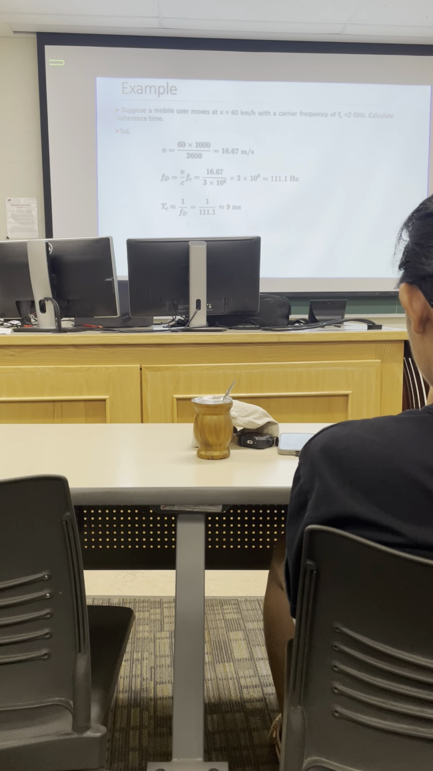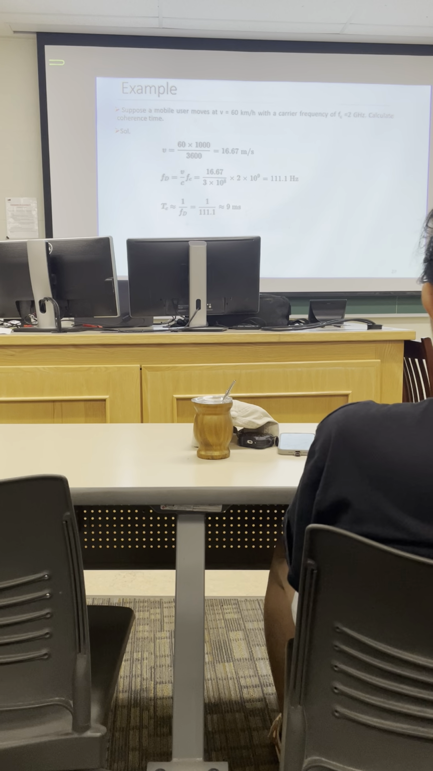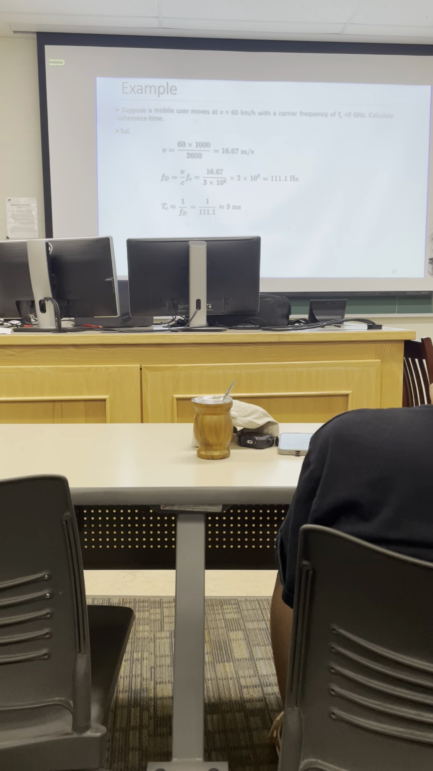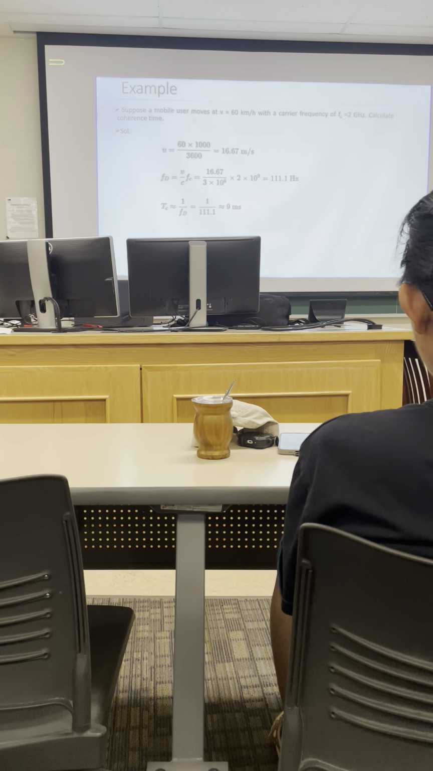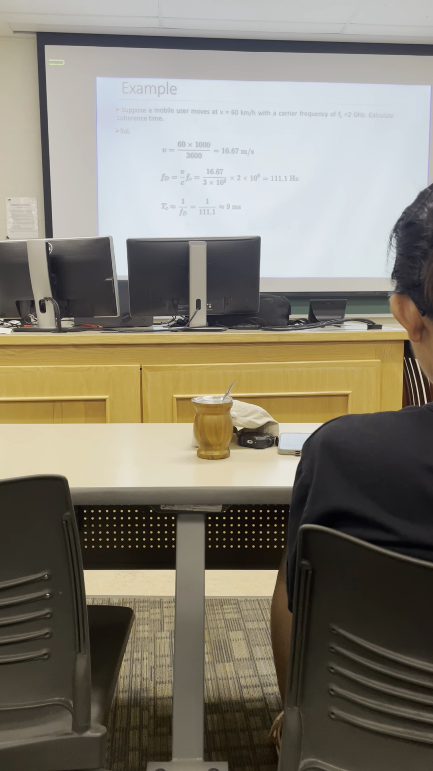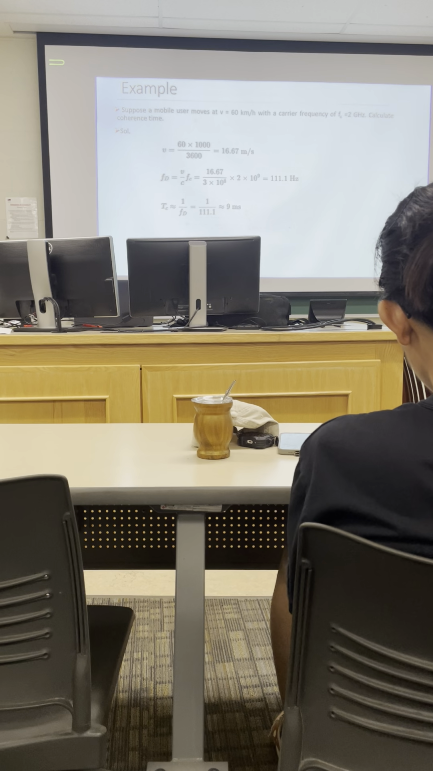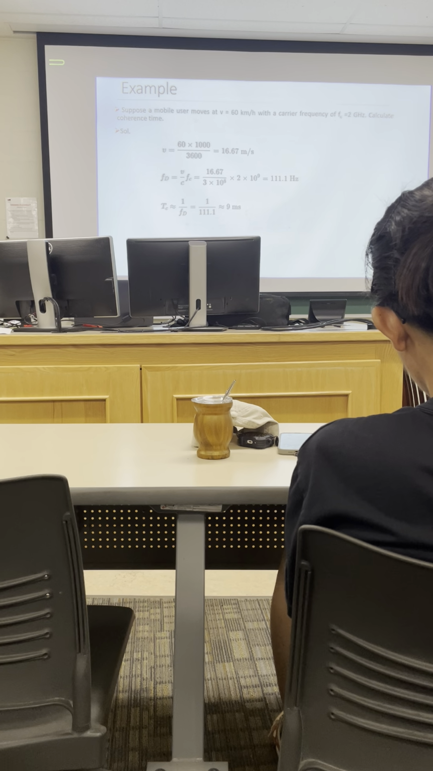To calculate the coherence time, I need to calculate the Doppler frequency, which we calculated in the last lecture, and then I will obtain 111 hertz. In this case, the coherence time will be almost 9 milliseconds, okay? So for these kinds of channels, for every 9 milliseconds, I can consider the statistical behavior of the channel almost constant. After these 9 milliseconds, I have another coherence time, okay?